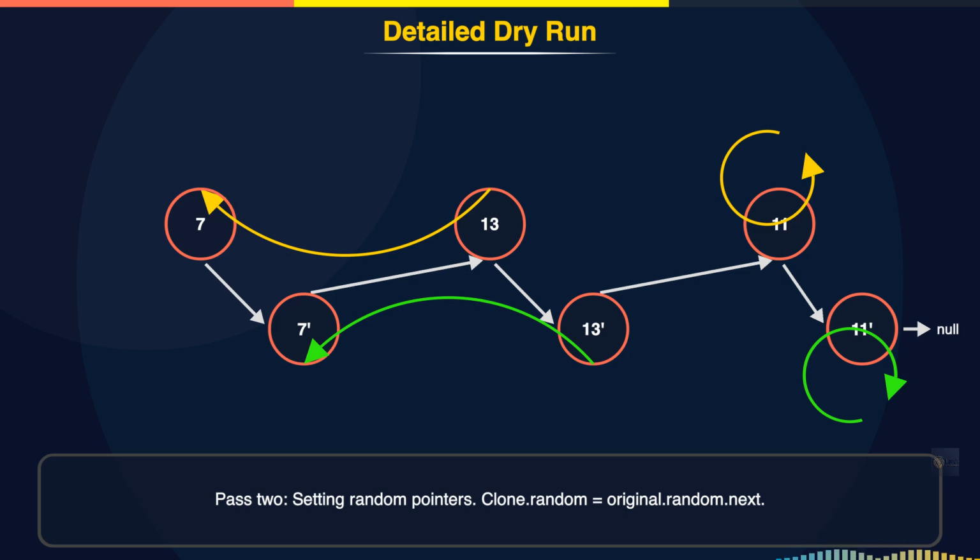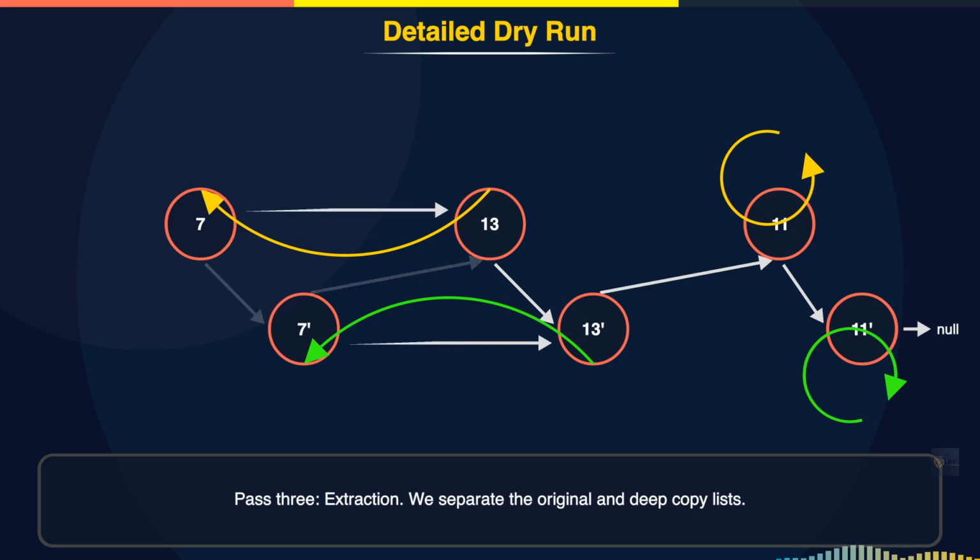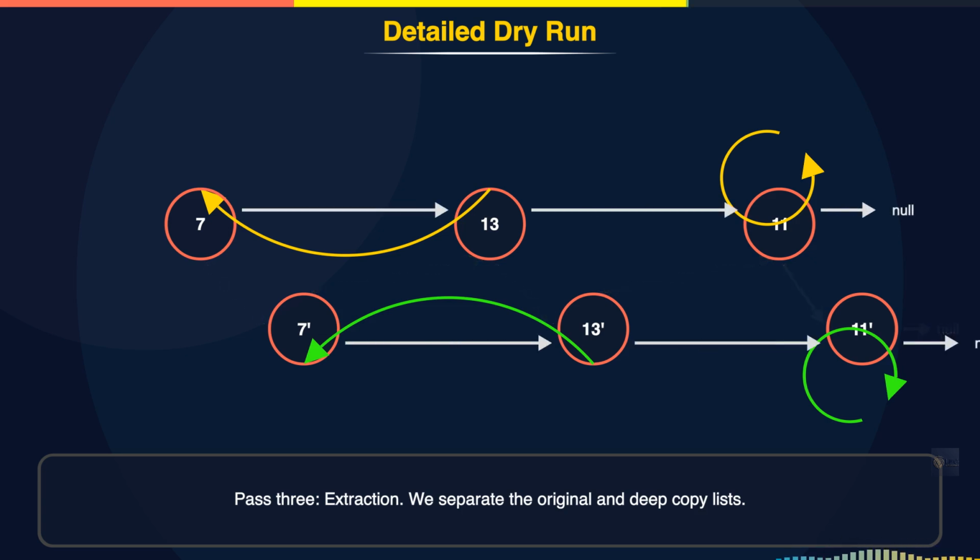Pass 3, extraction. Now we just need to separate them. We update the next pointers of the original nodes to skip the clones, and update the clones to skip the originals. We carefully unzip the connections, and there it is. Two identical, but independent lists. Now, let us look at the Python code.